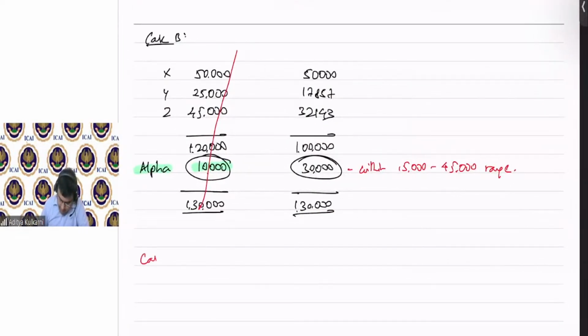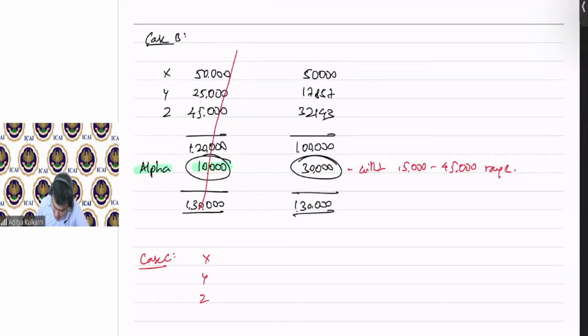Facts are same except that the transaction price is rupees 1,05,000. So case C. Total transaction price is 1,05,000. Rest all as case B.